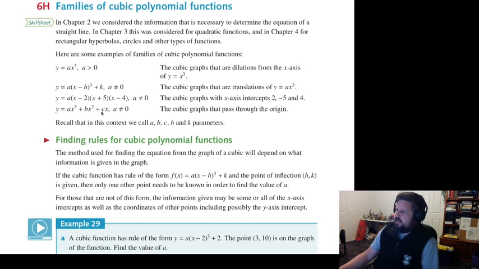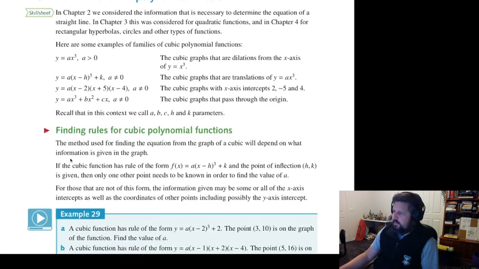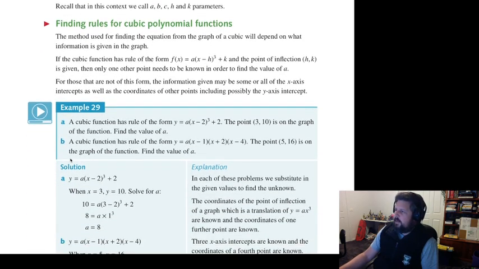The last one you can have here is the expanded format, ax cubed plus bx squared plus cx. And in this particular case, you're going to have a cubic that passes through the origin at 0, 0. Now, what they can ask you is to find the rules of the cubic polynomial functions. It says here the method used for finding the equation from the graph of a cubic will depend on what information is given. So you have to read the question and go, okay, they're giving us some turning point information. Aha, I need to use the turning point notation for the cubic.